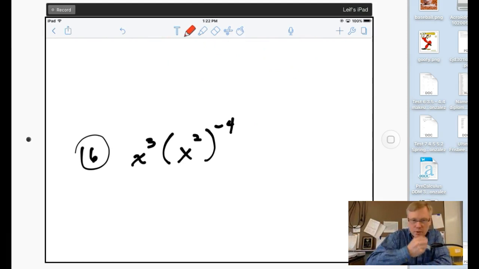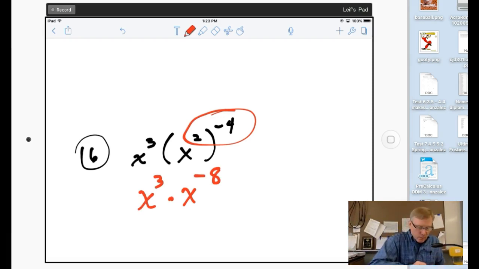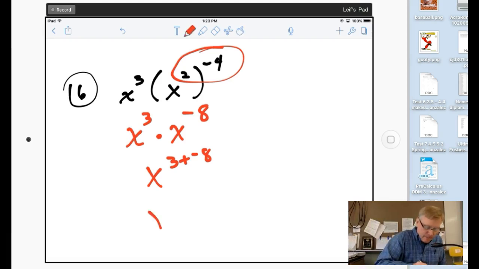This one, a little more to it. So these two are a power to a power. There's parentheses between them, which means you're going to multiply them. So negative 4 times 2 is negative 8. And then I have the x to the 3rd left. So now I'm multiplying, there's implied multiplication there. Multiplying two exponents that have the same base, which means you add the exponents together. Which means I'm going to add the 3 plus negative 8, and you'll get negative 5.